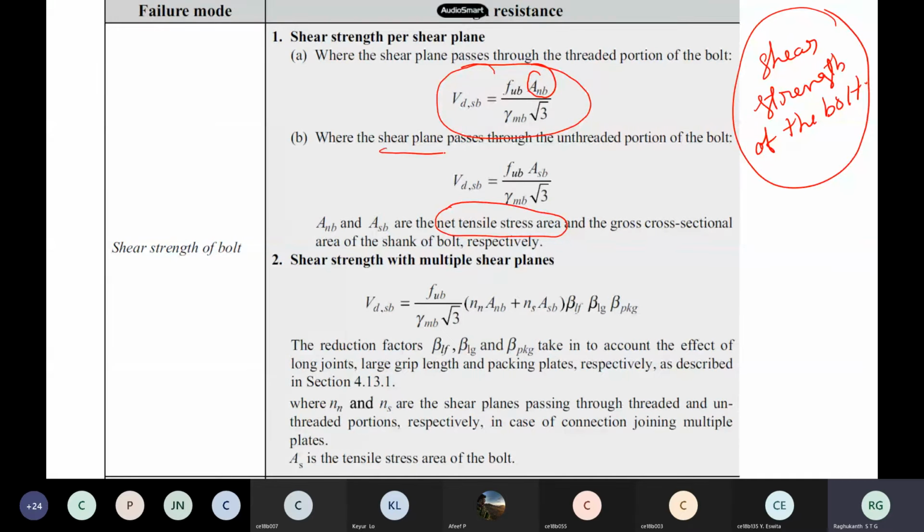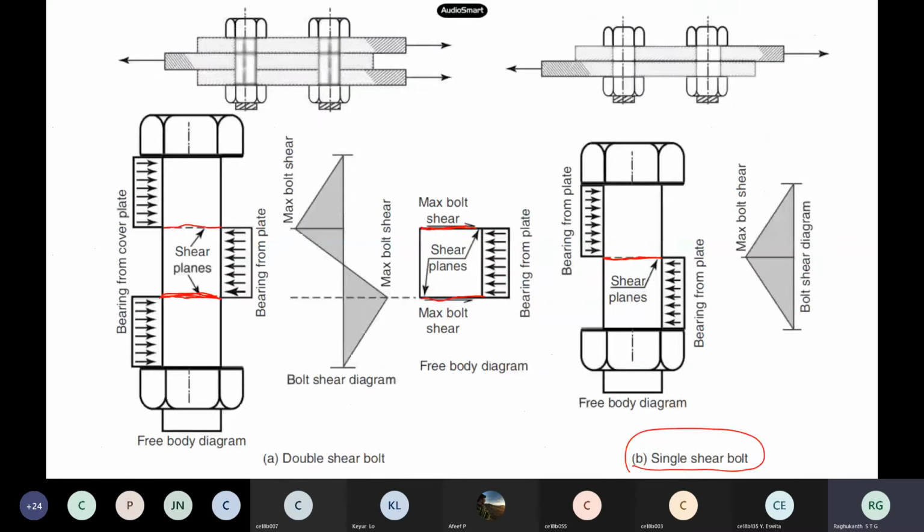Now when the shear plane passes through the unthreaded portion of the bolt, this becomes the shank area. So where is the shear plane here? What is the area of the shear plane? If it passes through the shank, and if d is the diameter of the bolt, what is the shear plane area? Pi d square by 4.